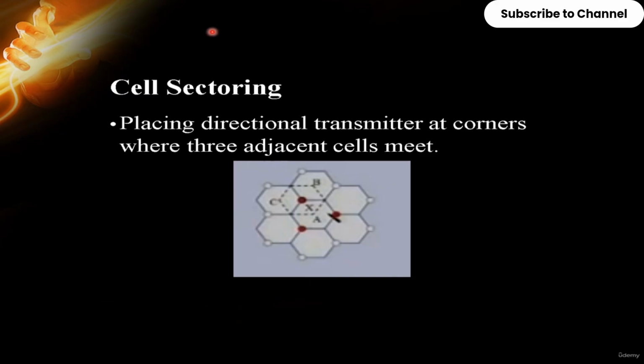So in cell sectoring, the transmitter antennas can be placed in the corners where the adjacent cells meet so that interference can be avoided. I hope people understood this cell sectoring and cell splitting concept.